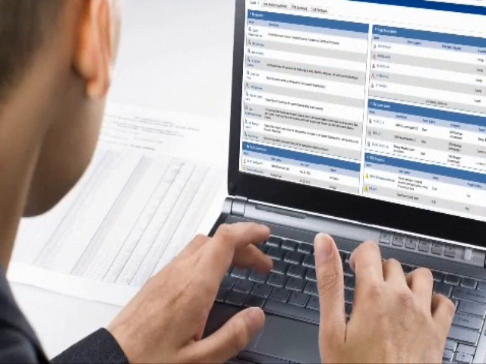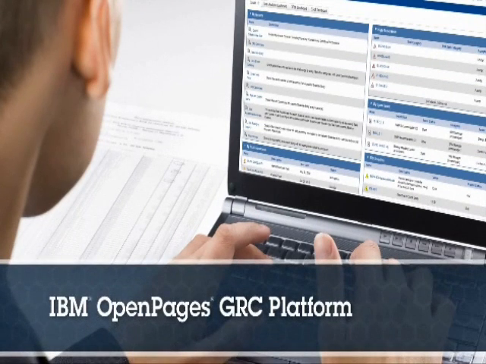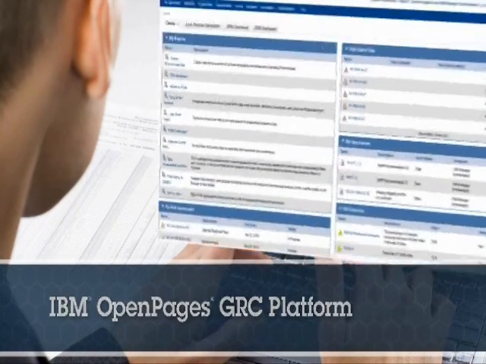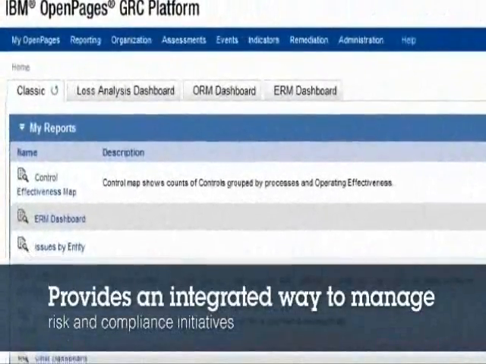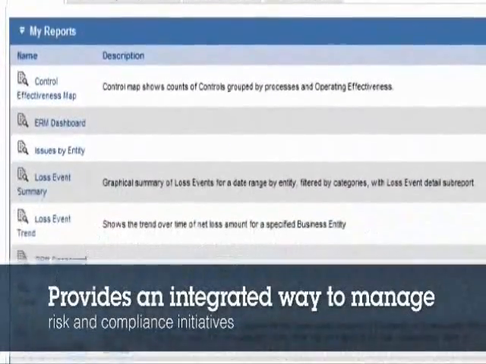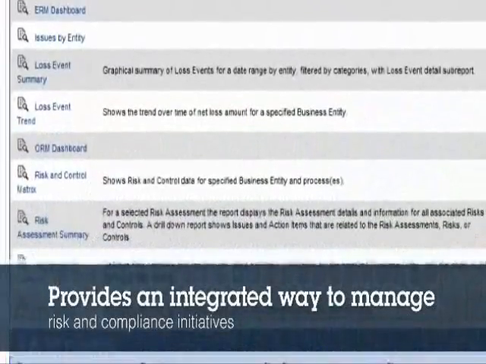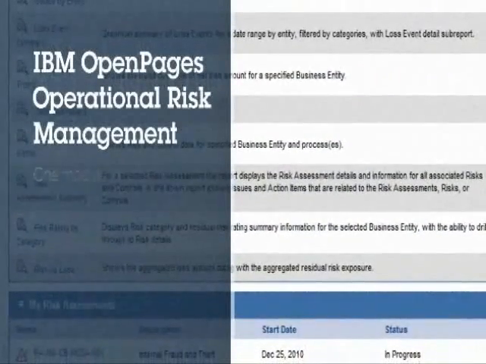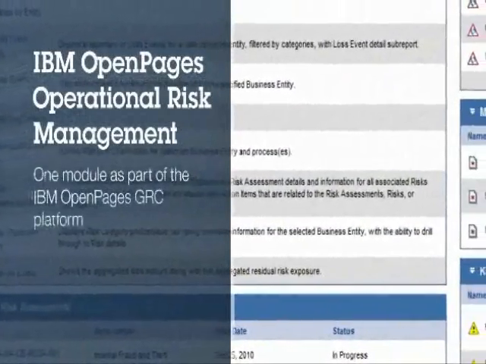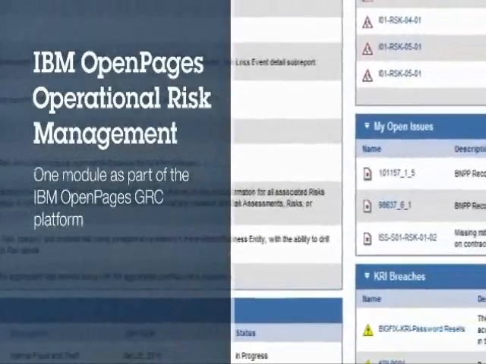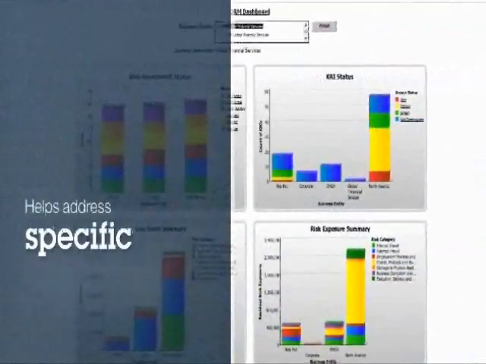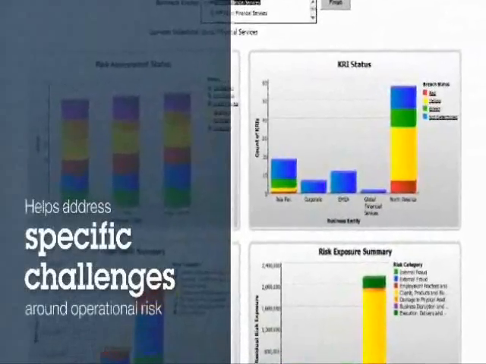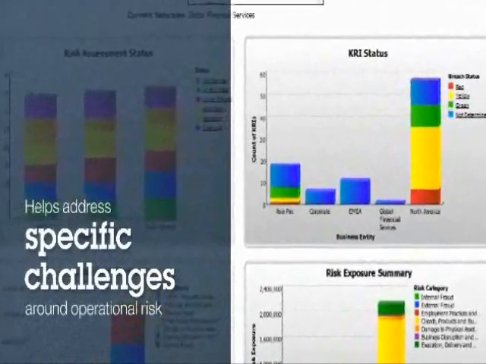in its operations. OpenPages provides a governance, risk, and compliance solution called the IBM OpenPages GRC platform, and it provides an integrated way to manage across different risk and compliance initiatives. OpenPages ORM is a module as part of the IBM OpenPages GRC platform and helps address the specific challenges around operational risk for the risk management team.